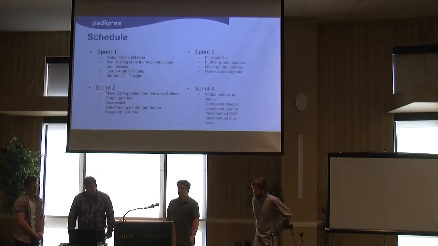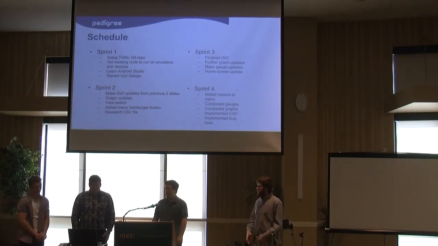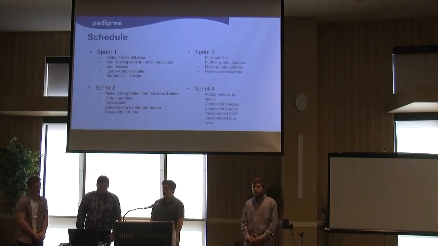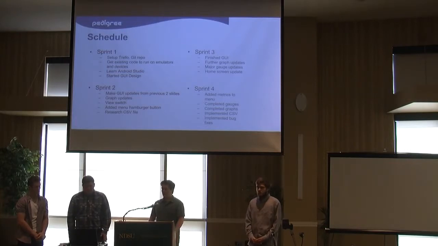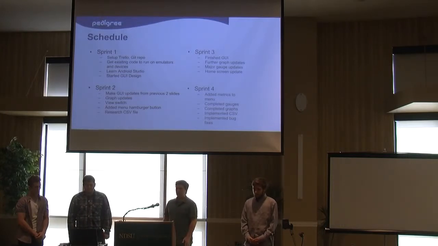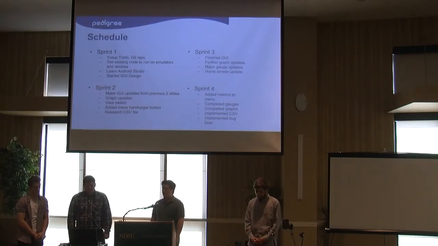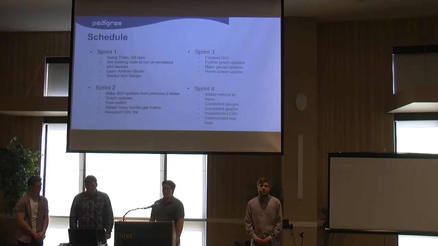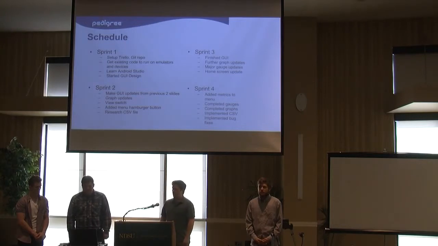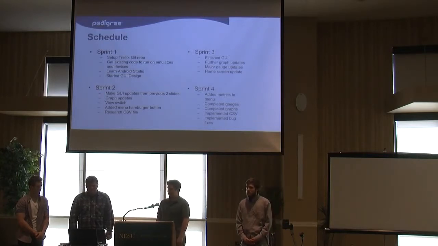For Sprint 1, we familiarized ourselves with Android Studio and the GUI. For Sprint 2, we started to make some real changes to the project and added a hamburger menu button, a switch between graph and gauge view, and started to research the CSV file. For Sprint 3, we finished the GUI and did some more gauge and graph updates, as well as a home screen update. And for Sprint 4, we finished the gauges and graphs, finished the CSV, did some more bug fixes, and added metrics to the menu.